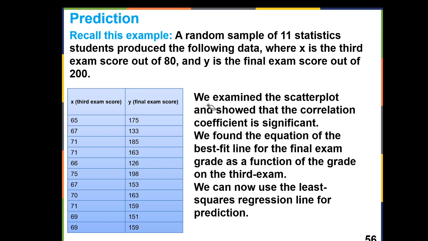Now in this case, we already found the line. We know r is significant, so we can use it. Now we're going to answer questions like, if I know that some students averaged like 76 on the third exam, what should I expect them to average on the final exam? And that's the prediction we're going to make using that line.